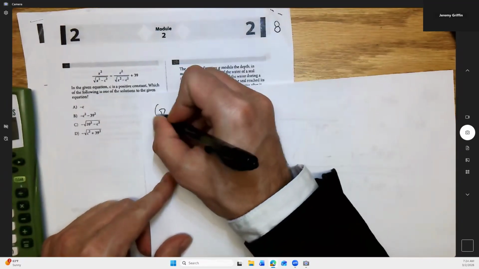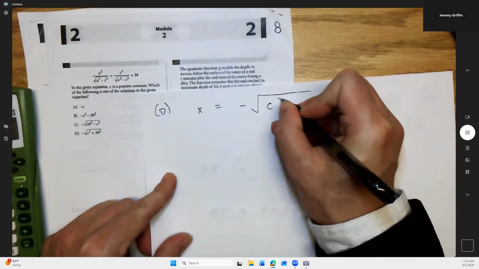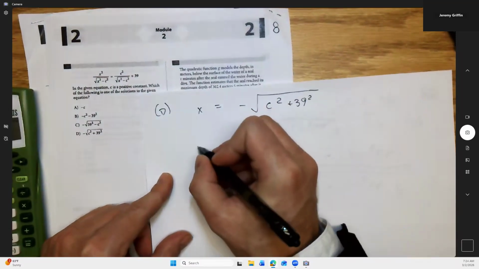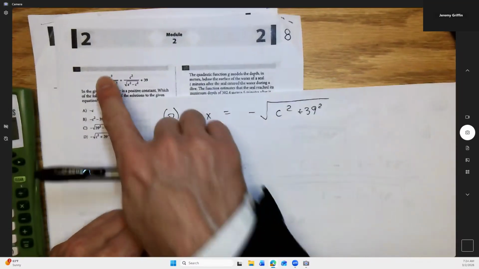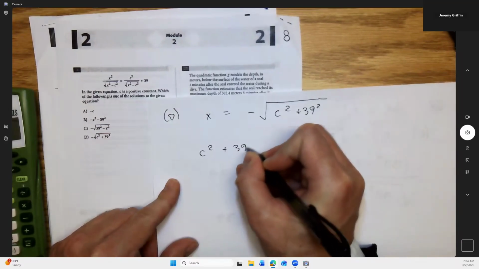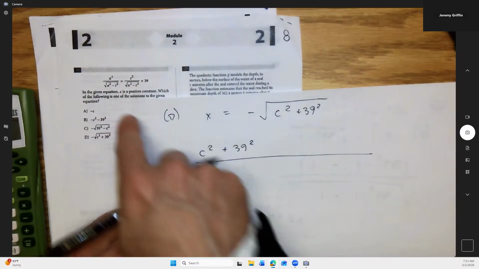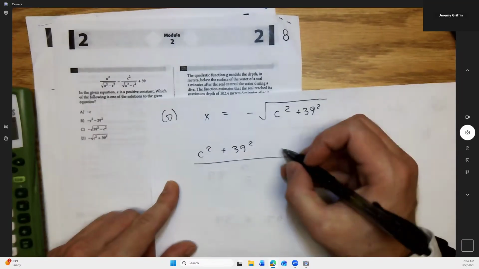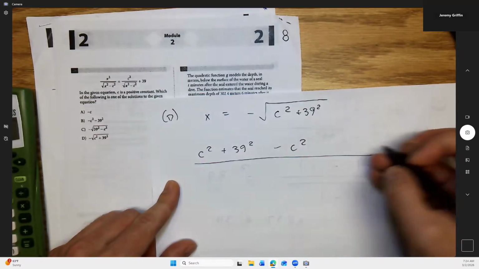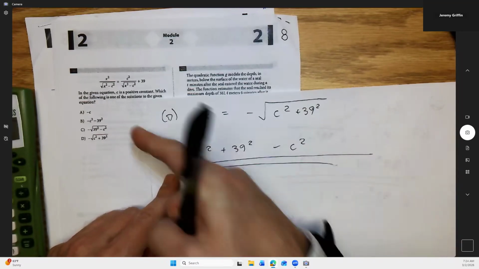Let's try D. So option D says x is equal to negative root c squared plus 39 squared. Right, let's plug that in. So again, we're doing x squared. So let's go ahead and square this, save myself a step. C squared plus 39 squared. Okay. And then I'm going to subtract over the c squared here because they got the same denominator. Okay, so minus c squared. Actually, that's just that. Okay. And then all divided by the square root of x squared minus c squared.